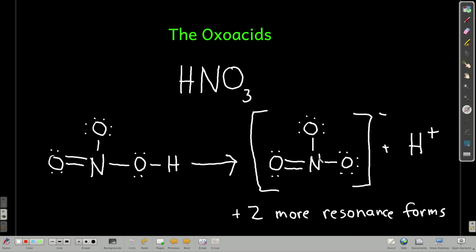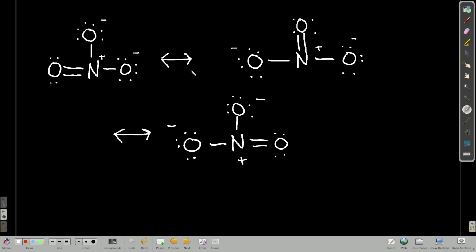But in those resonance forms, the negative charge, this one right here, is going to be spread out over the molecule. And that's a stabilizing factor. And this is how it's spread out. If we calculate formal charges on the oxygens, these two have a negative charge. Nitrogen has a positive charge. Here, here, here, and here.